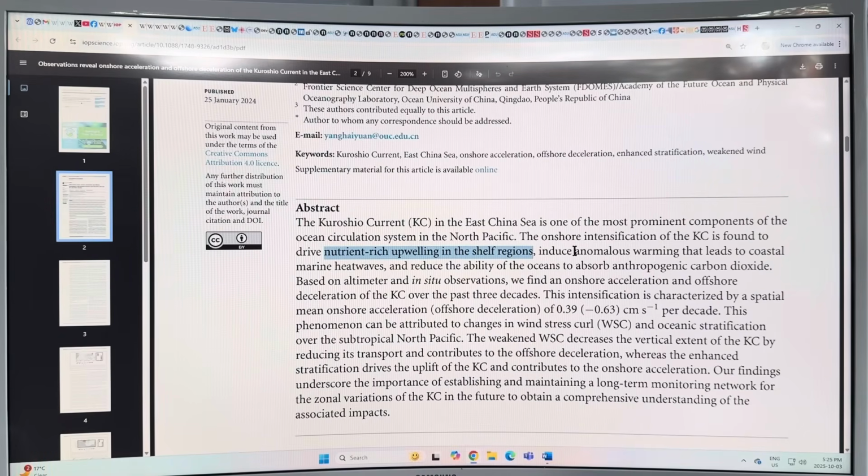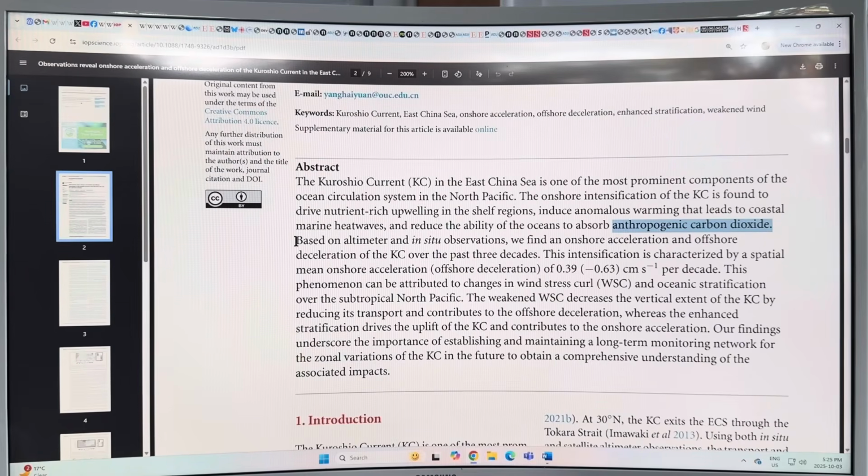So the anomalous global warming is leading to coastal marine heat waves, which decreases the viability of the fisheries and so on. It reduces the ability of the oceans to absorb anthropogenic carbon dioxide, to be a carbon sink. So based on the data, in situ observations from ships, ocean buoys, etc., altimeter data, right, warmer water expands, so sea level in that region is an indication too of the temperature of the water. They find an onshore acceleration and an offshore deceleration of the Kuroshio Current over the past 3 decades.